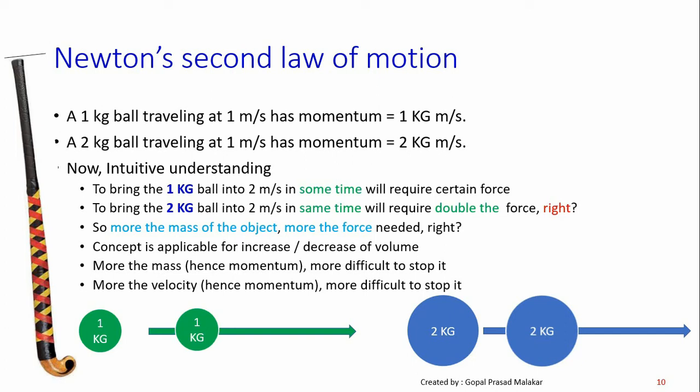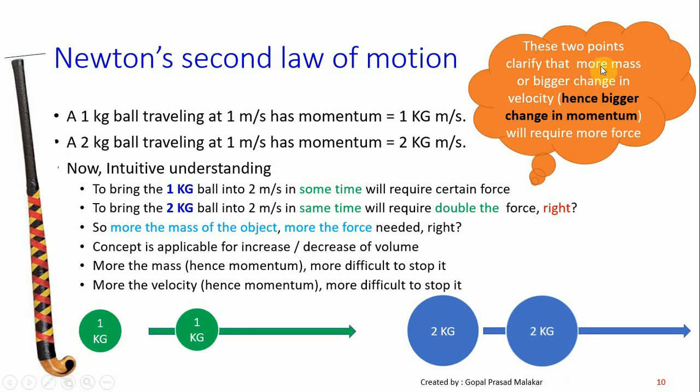So more the change in the velocity, because in the beginning your velocity is very high and when it stops it is 0. So more the momentum, more difficult to stop it, more force is required. So with that, two things become pretty clear: more the mass or bigger change in the velocity, hence bigger momentum, bigger change in momentum will require more force.